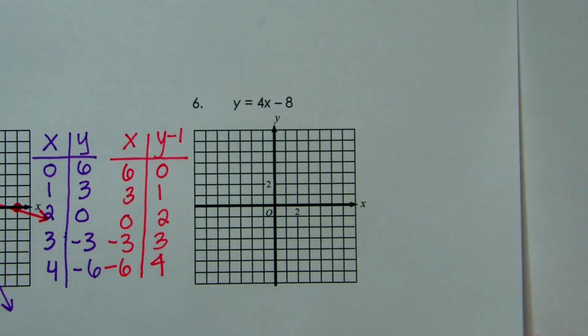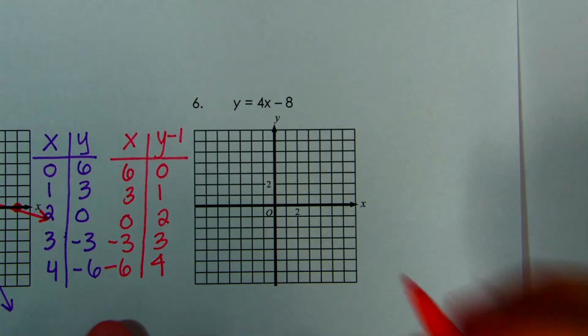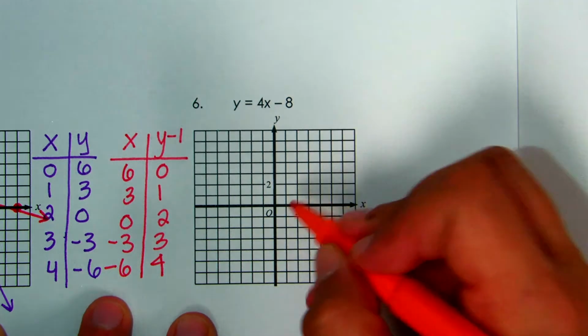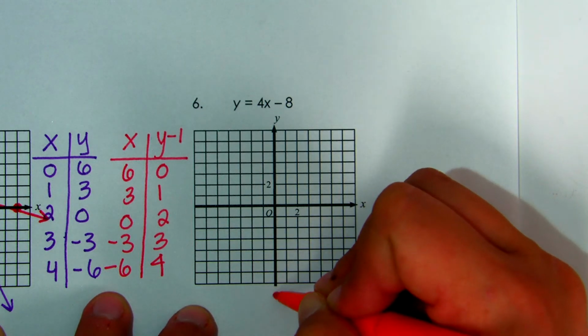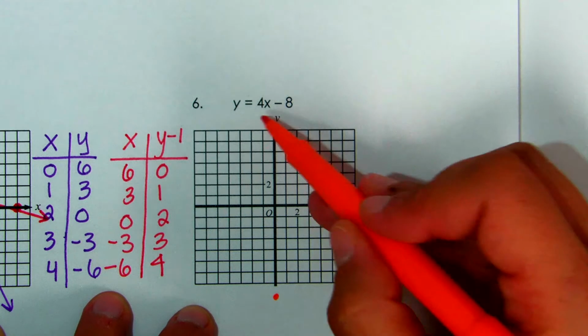Next, on to number 6. Number 6, graph my original y equals 4x minus 8. I begin with b, -8. So I'm going to go down 1, 2, 3, 4, 5, 6, 7, 8. I'm just 1 below the graph.